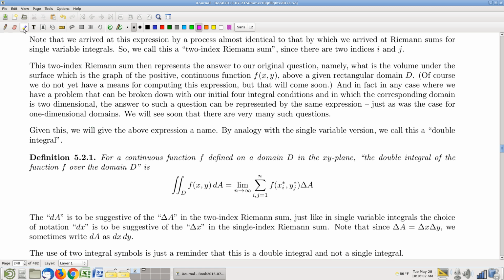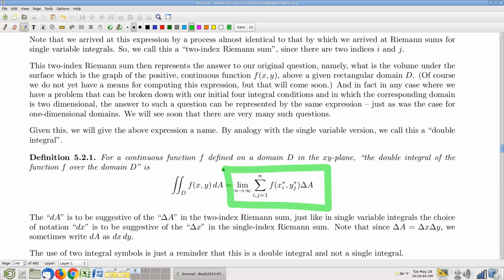Before we get into how to compute these things, let's get the definition written down on the page. This expression that I have circled here is a way that we can precisely write down and quantify how we would go about computing the volume under the graph of some surface. I don't want to do it that way, but nevertheless, this would get the job done, however inconvenient it might be.